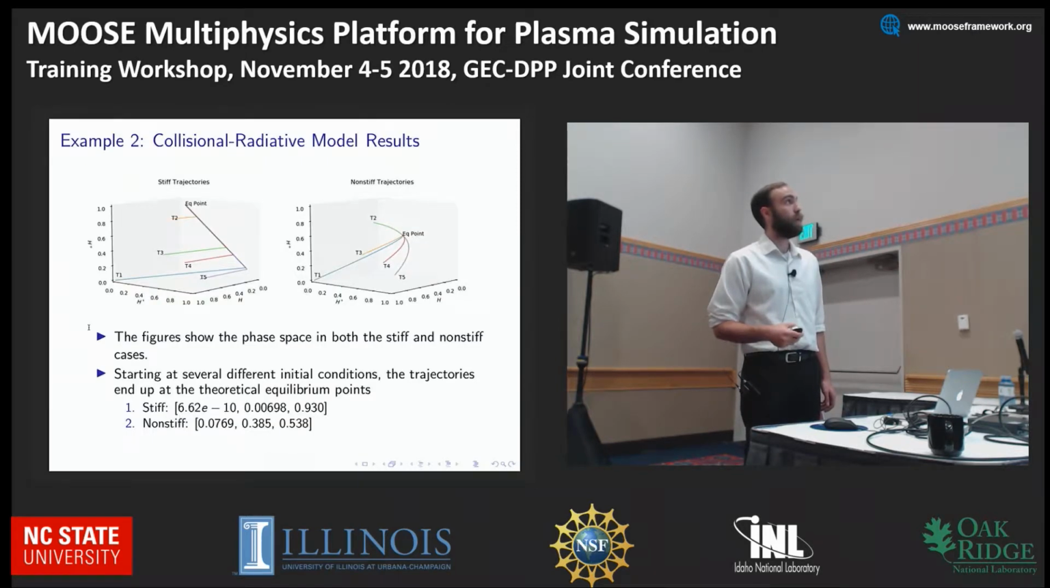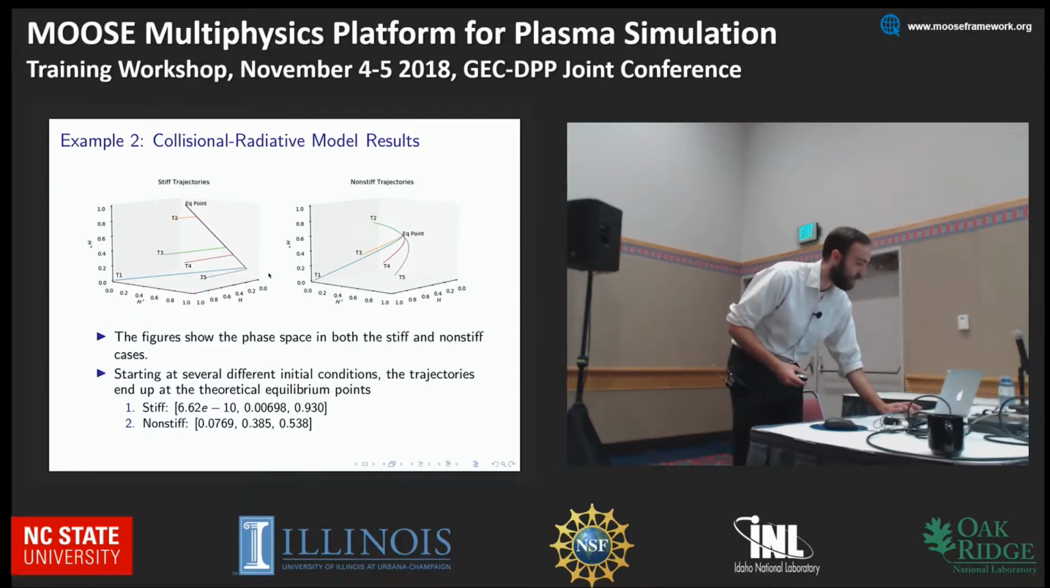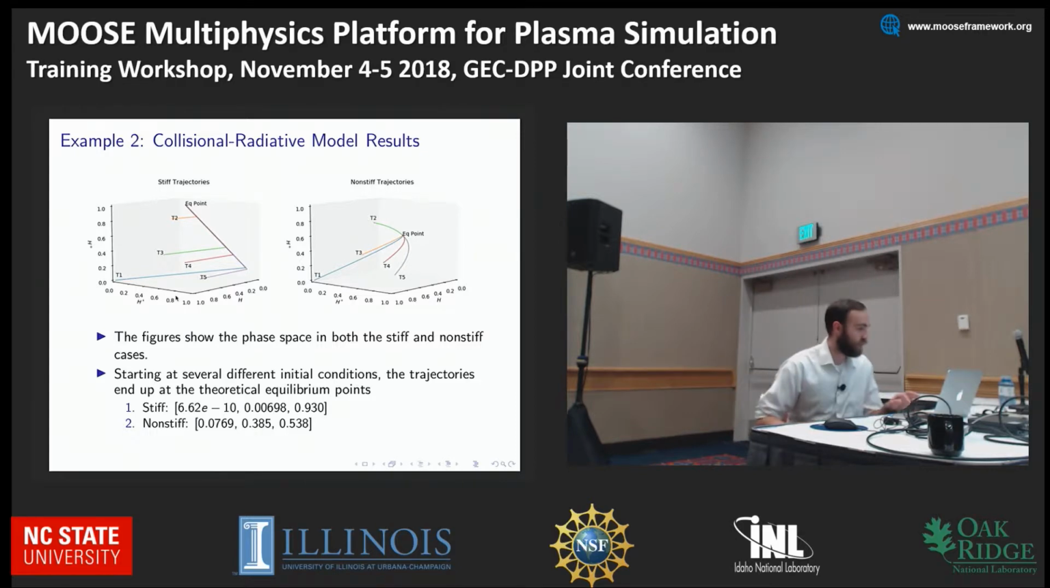Okay. So on the left here, we can see the stiff trajectories. The labels T1 through T5 are the initial conditions in phase space. So we have, I'll use the cursor here, hydrogen, excited hydrogen, and ionized hydrogen, or F1, F2, and F3 in the source code. And on the right, we have the non-stiff trajectories. So you can actually see what they mean by stiff and non-stiff, to answer your question.